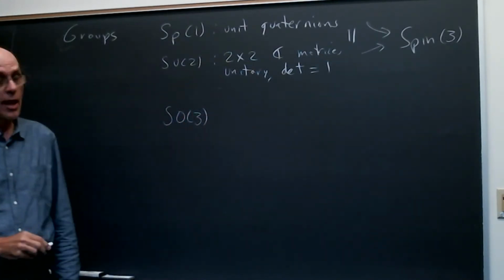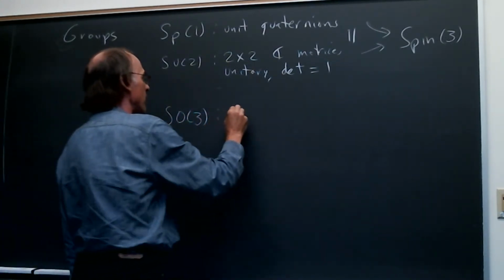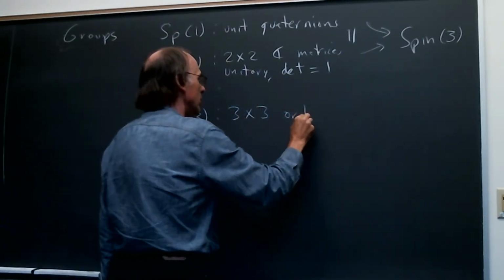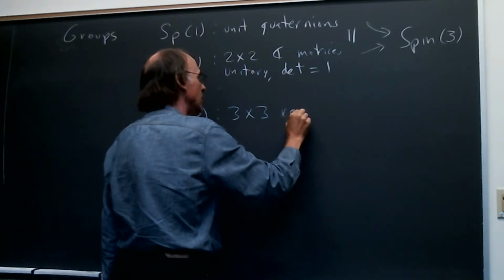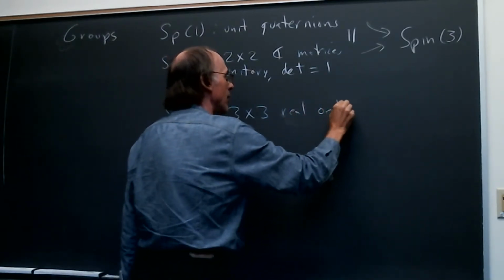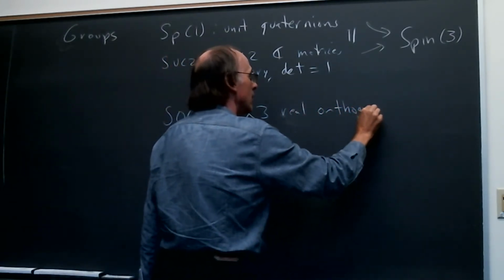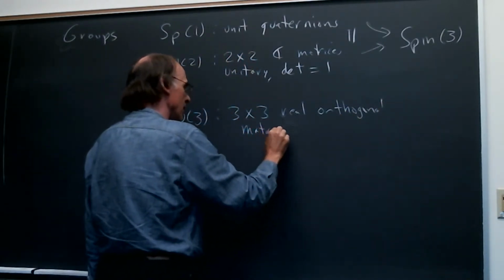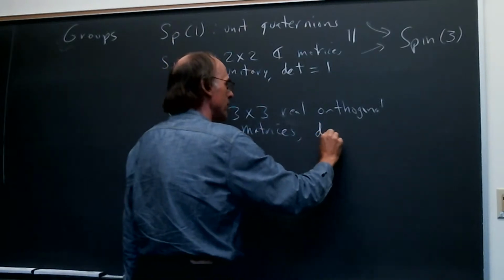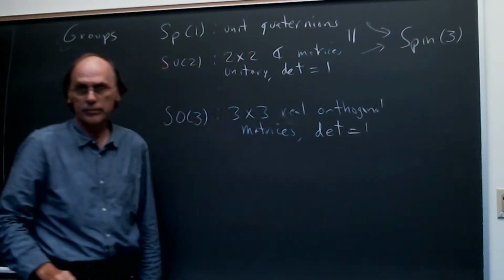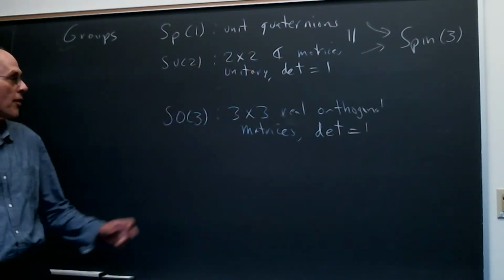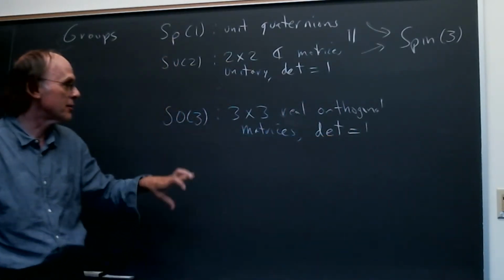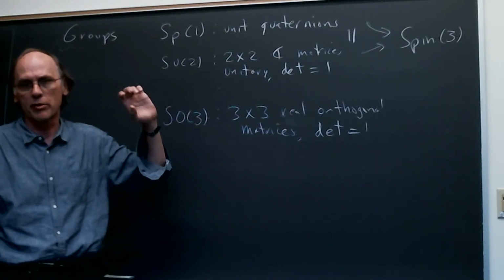Okay. And SO3 was the 3x3 orthogonal matrices. Those are real matrices. And again, with determinant equal to 1. And for orthogonal matrices, the determinant is just plus or minus 1. So this determinant condition just picks out one component of all the orthogonal matrices.